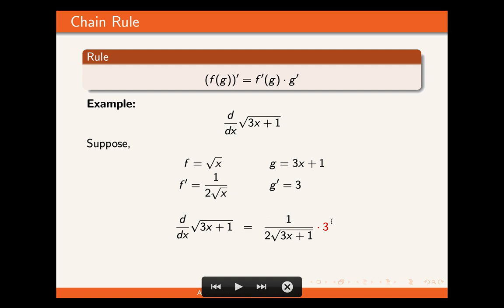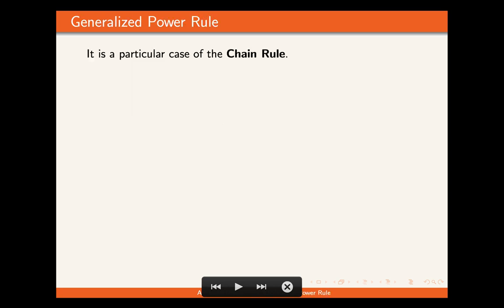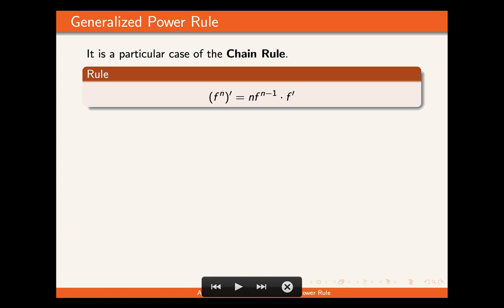If we want to rewrite this, we can multiply 3 by 1 to the top. So we have 3 divided by 2 times square root of 3x plus 1 is the derivative of square root of 3x plus 1. So the generalized power rule is actually a particular case of the chain rule. The generalized power rule says that if we have a function raised to the power n, then the derivative of such function will be: bring the power down, write down the function as it is, subtract the power by 1, and don't forget to multiply by the derivative of f.